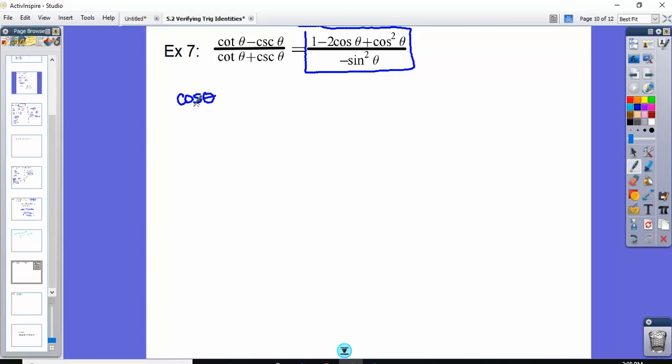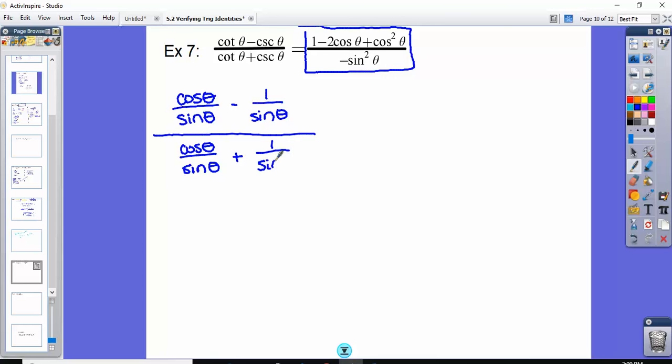So cotangent is cosine over sine minus cosecant is 1 over sine, over cotangent, cosine over sine, plus cosecant, 1 over sine.